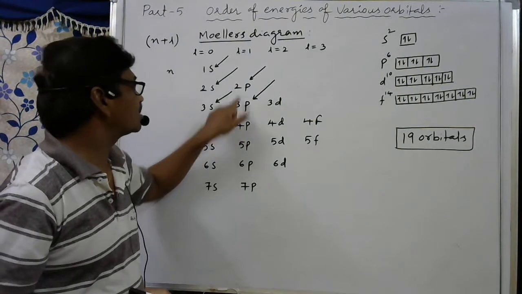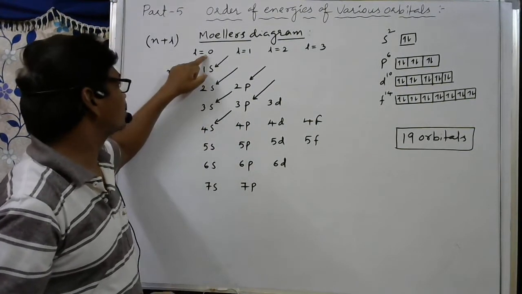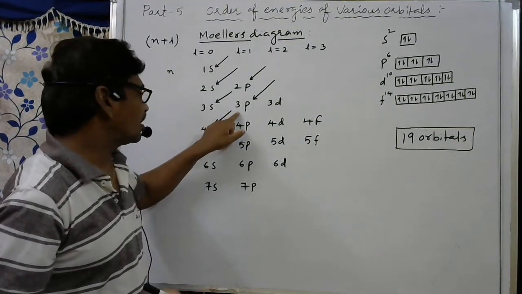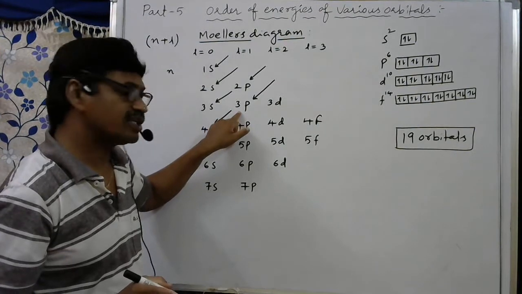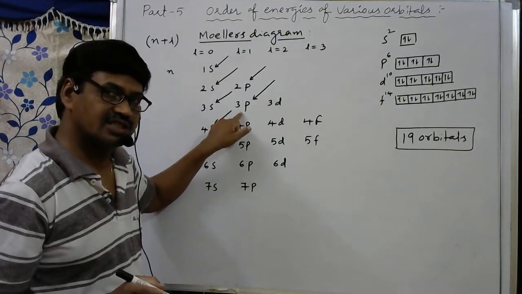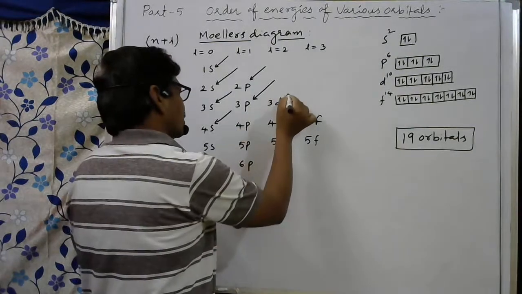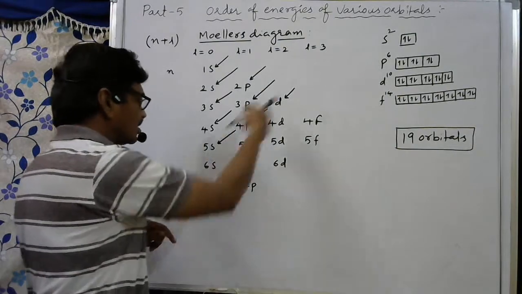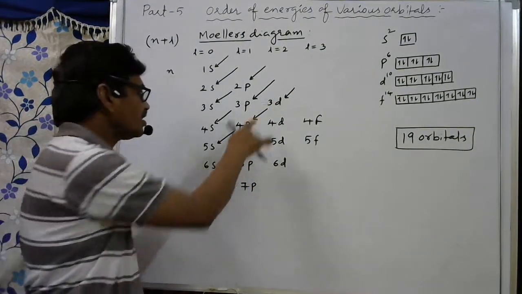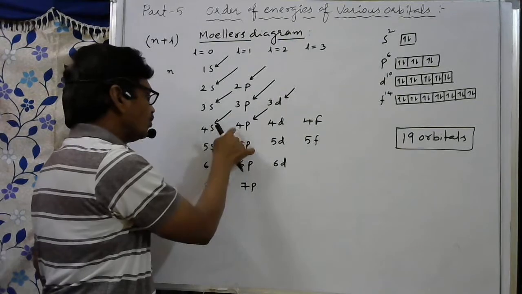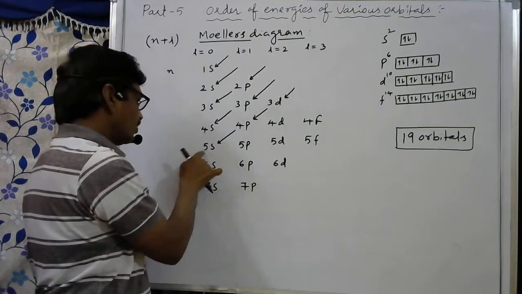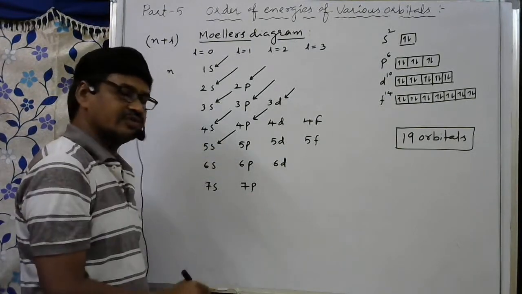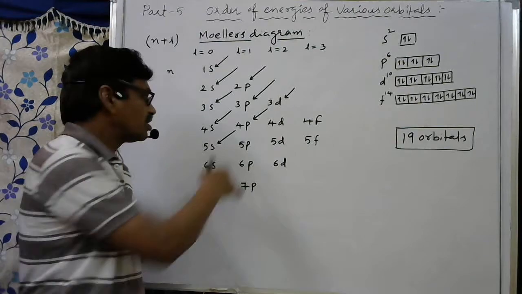3p means 3 plus 1, 4. 4s means 4 plus 0, 4. So both have the same n plus l value. But 3p orbital has less n value. So the first electron enters into 3p because it is less energetic. Then similarly, here also we can take 3d first, then 4p, then 5s. All these orbitals have the same n plus l value again. 3d, 3 plus 2, 5. 4p, 4 plus 1, 5. 5s, 5 plus 0, 5. But 5s orbital has more n value. So it will take electrons last among these three.